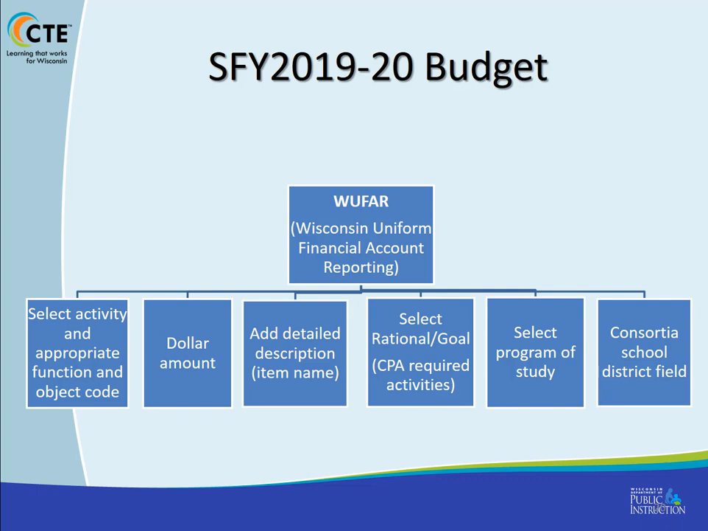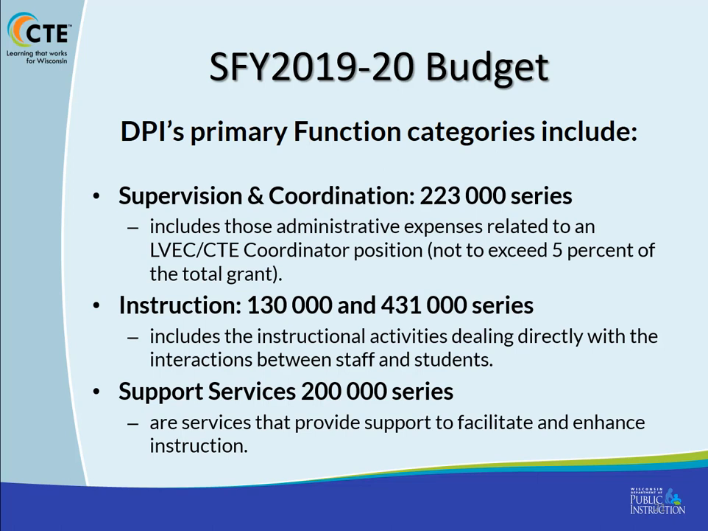School districts field are for consortia to fill out only. Ledger and vendor fields, not shown here, are for local use only and are not seen by the reviewers. The primary function categories for purchases are the same as they have been in the past and include supervision and coordination, instruction costs, and support services.